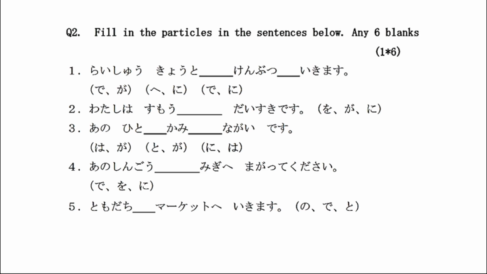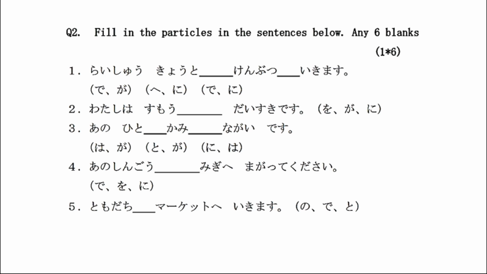In Part A, the second question is, fill in the particles in the sentences below. The first sentence is, Raishu Kyoto dash Kembutsu dash ikimasu. There are two blanks to be filled, and the first option has the particles de and ga. The second option has the particles e and ni. And the third option has the particles de and ni.